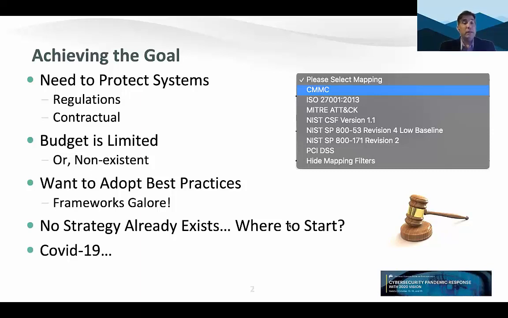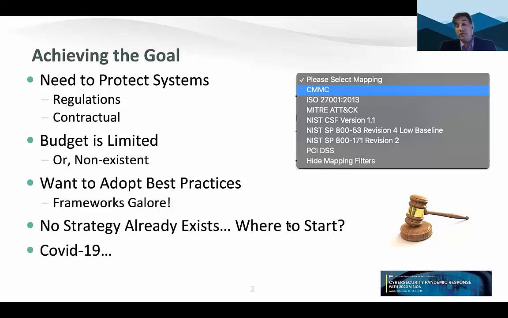And we want to adopt best practices, and there are frameworks galore. Just as a drop-down list in one of the products that I was using, you can pull out the capability maturity model index, or MITRE ATT&CK, or NIST 853 or 171, and it's probably a whole lot of numbers to a lot of you. There are a lot of frameworks out there. And maybe you're walking into a situation, as I have in the past, where there wasn't a strategy already set in place, and you're starting and asking yourself, where do I start?